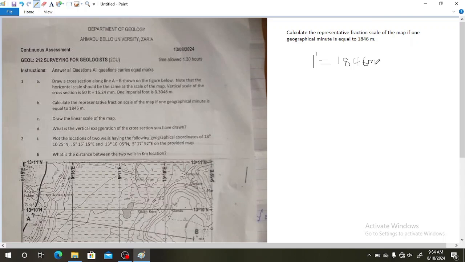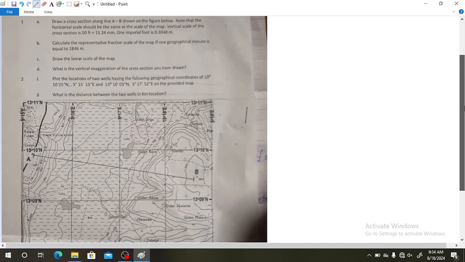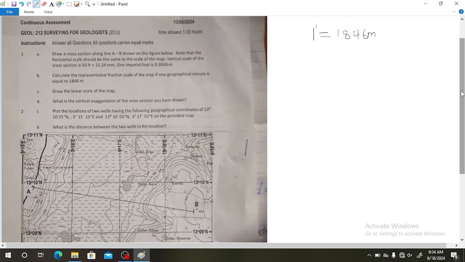So they are saying we should calculate the representative scale of the map. If you watch my previous video on how to determine the scale of the map, you should know how to go about this. But nevertheless, let me just do it for the sake of those who did not watch it before. We want to determine the scale of this map. That's the fractional scale.